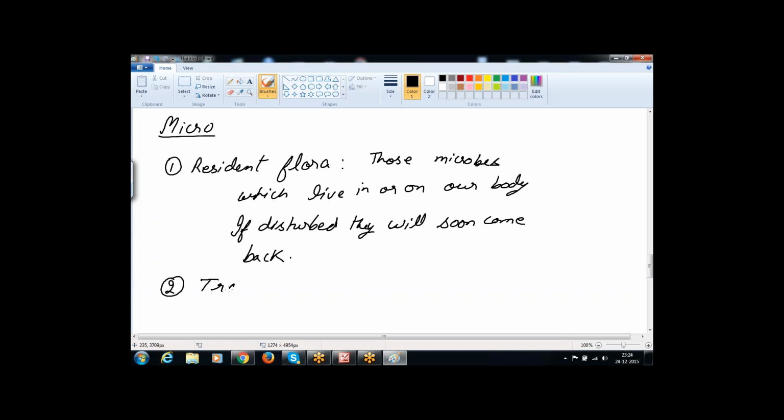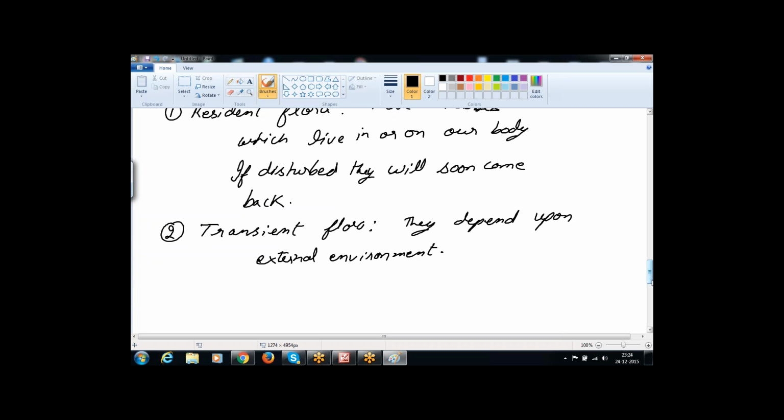Those are transient flora. Transient flora depend upon the external environment. What do we mean by that?